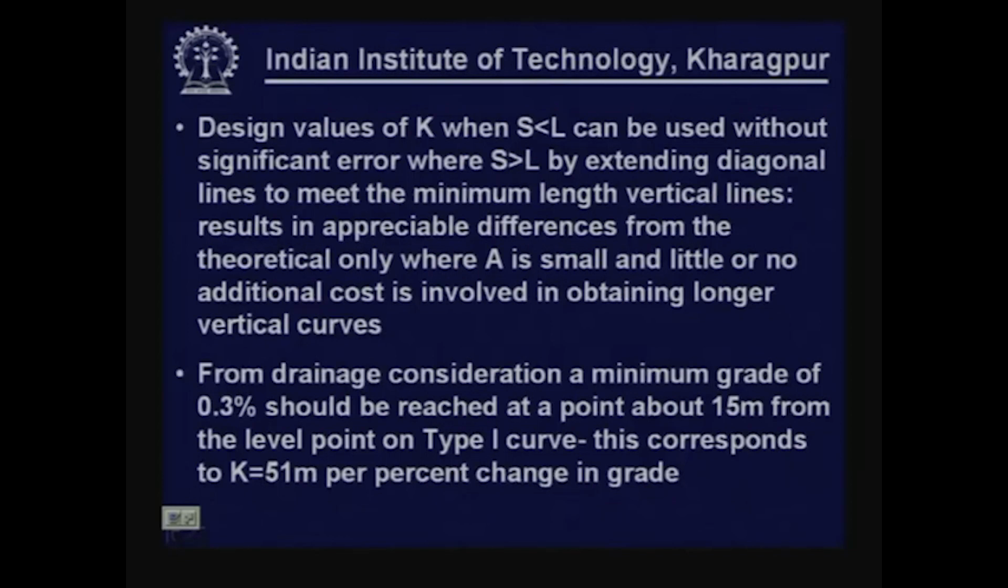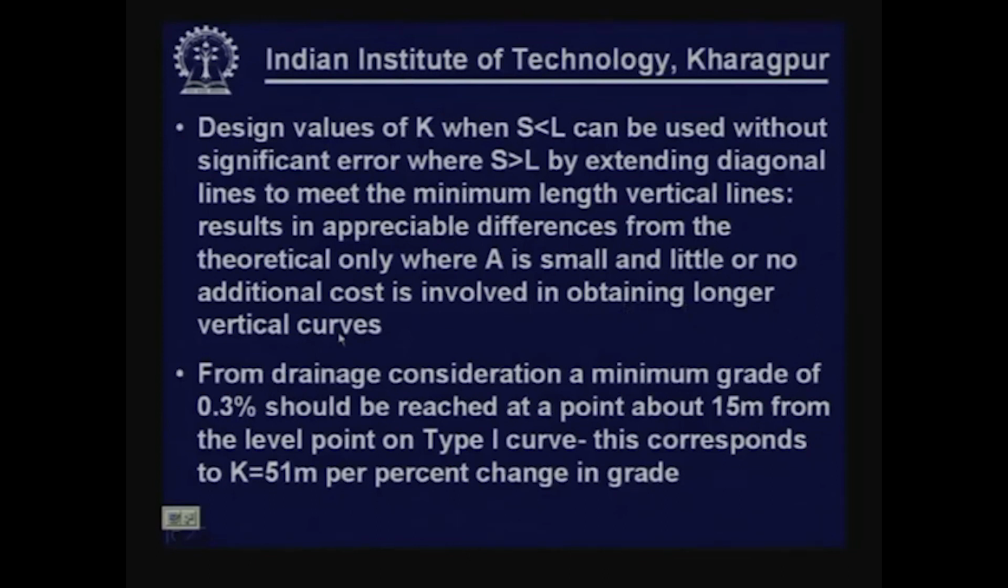Now, appreciable difference is obtained from theoretical calculation only when the deviation angle is very small, and obviously for very small deviation angle, although theoretically we do not need probably any length of vertical curves, it is not a good design practice and we want to use some minimum length of vertical curves. So, that way this overall thing becomes acceptable. The difference from theoretical is only when A is small and little or no additional cost is involved in obtaining longer vertical curves. Now, that is one side.